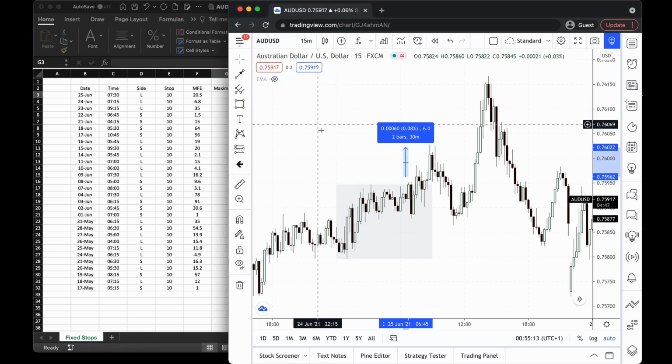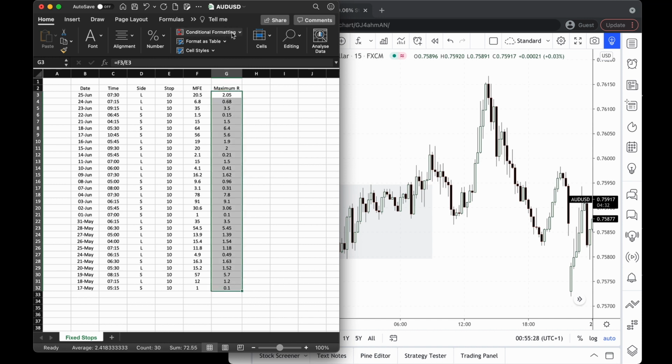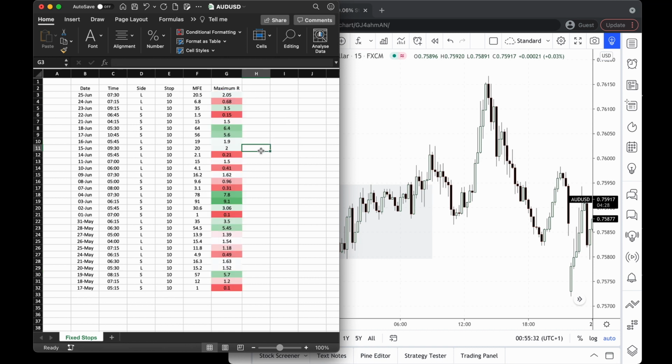Before you do any of that, you should probably calculate your maximum R. So what we have here is maximum favourable excursion and the stop. To calculate a maximum R achievable, you would just do maximum favourable excursion divided by stop. And you can see we get some pretty big numbers here. Some trades even printed 9R, 7.8, and this is within a 24-hour period.